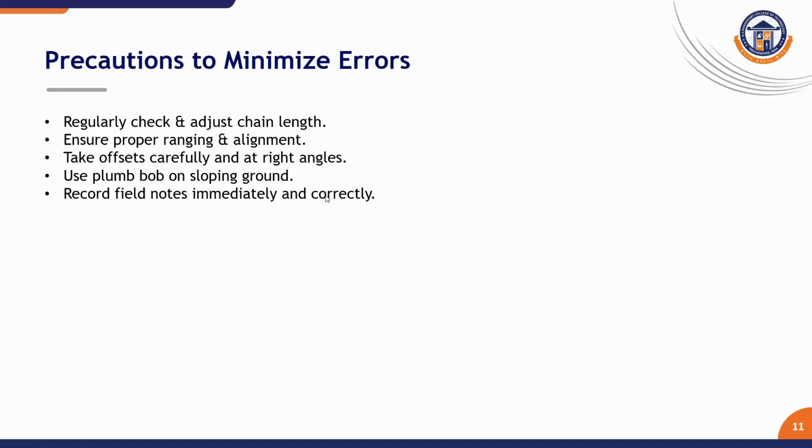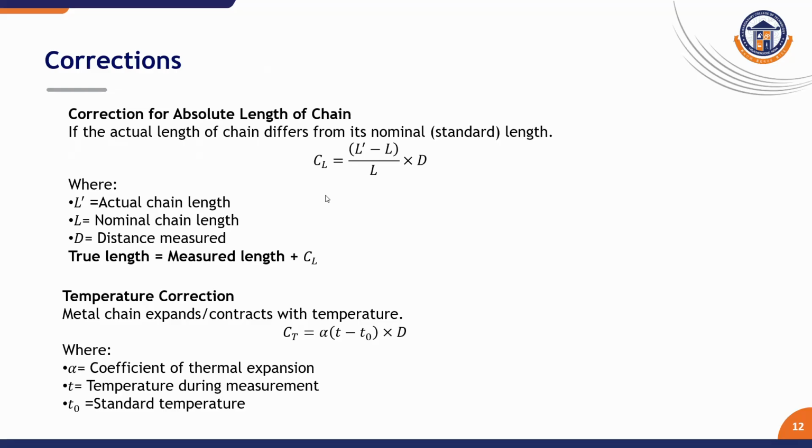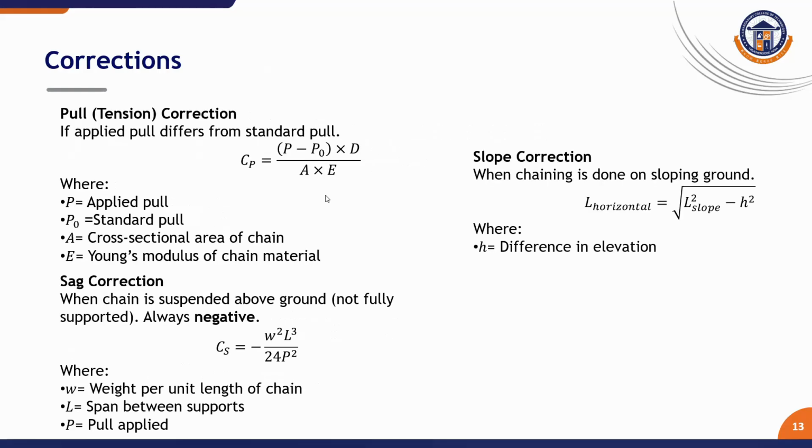To minimize error, we must take specific precautions. We have to regularly check and adjust the chain length, and ensure proper ranging and alignment. Use a plumb bob on sloping ground to project points vertically. Take offsets carefully at right angles, and finally, record field notes immediately. Corrections are applied when errors are known. These are some of the corrections: correction for absolute length, correction for temperature, correction for pull or tension, sag correction, and slope correction.